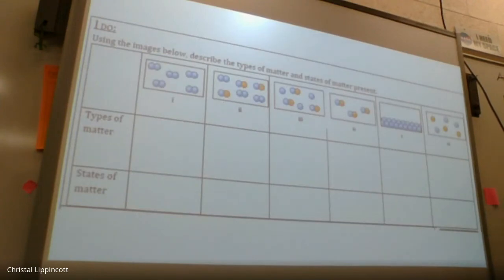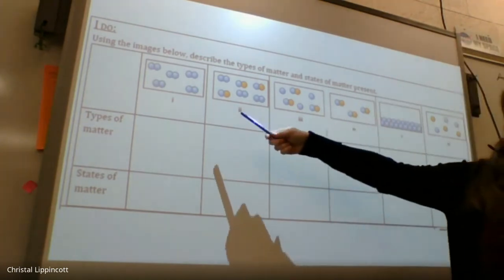All right, I'm going to try to do this on this tablet. We'll see how that goes, okay? So we're going to try to identify what type of matter is shown in this image, okay? So type of matter, first one here. What is this?